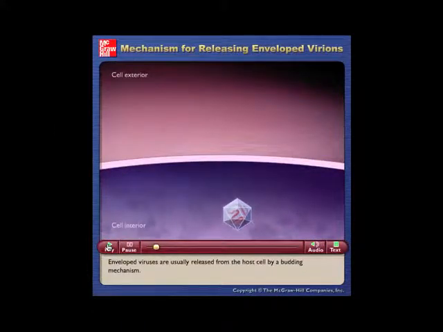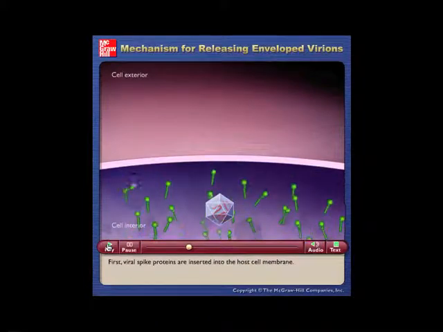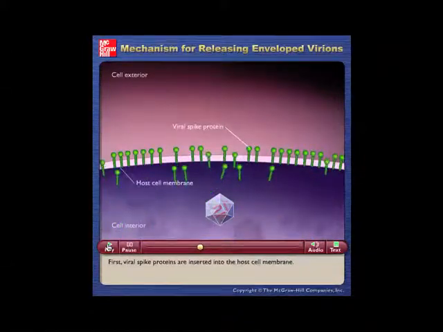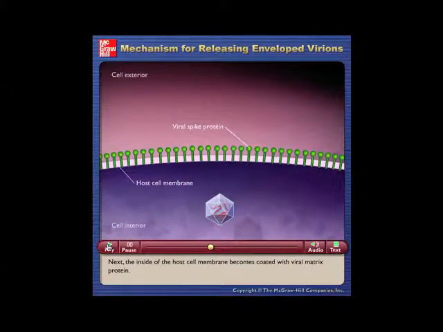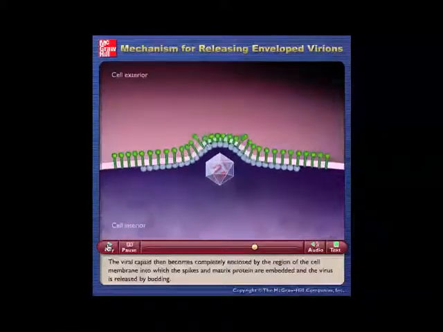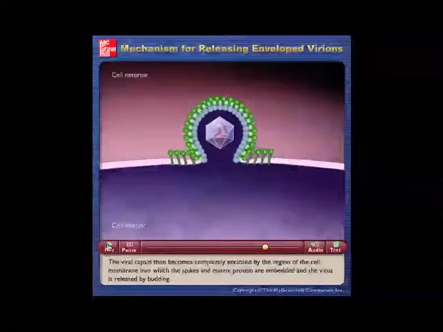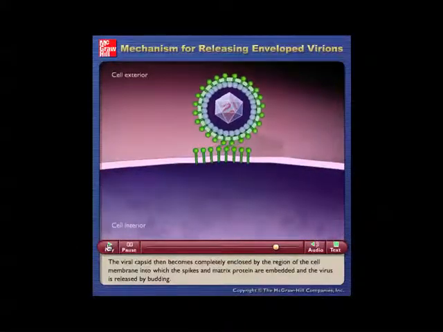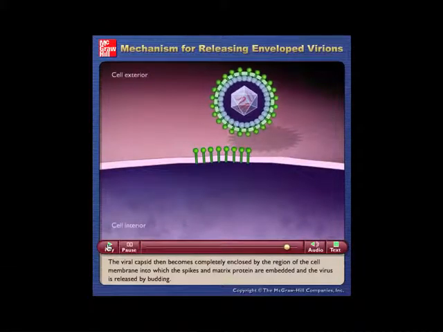Enveloped viruses are usually released from the host cell by a budding mechanism. First, viral spike proteins are inserted into the host cell membrane. Next, the inside of the host cell membrane becomes coated with viral matrix protein. The viral capsid then becomes completely enclosed by the region of the cell membrane into which the spikes and matrix protein are embedded, and the virus is released by budding.